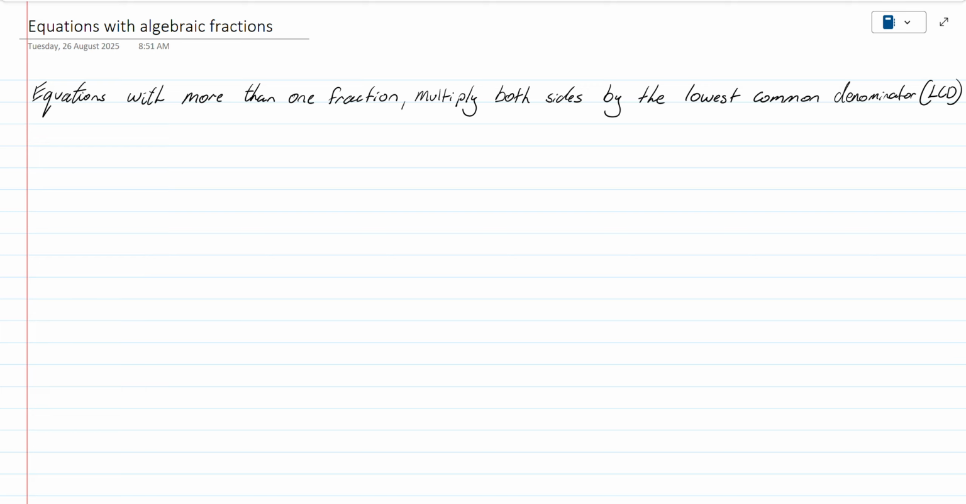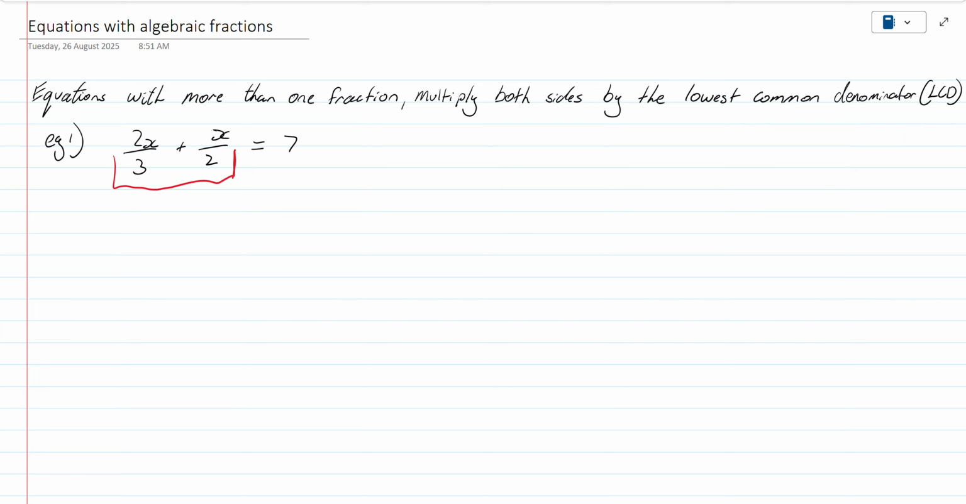In this video, we're looking at equations with algebraic fractions. So equations with more than one fraction, we need to multiply both sides by the lowest common denominator. And in this example, we're going to have 2x over 3 plus x over 2 equals 7.